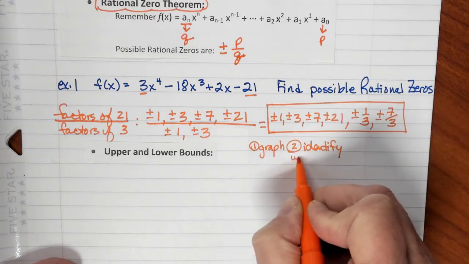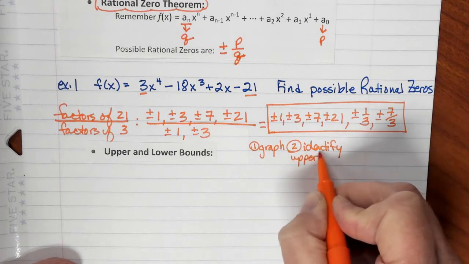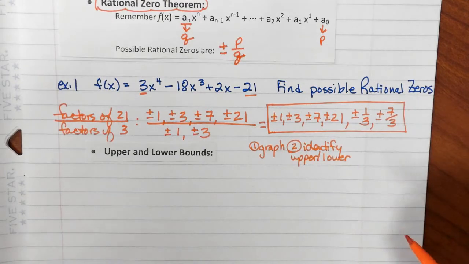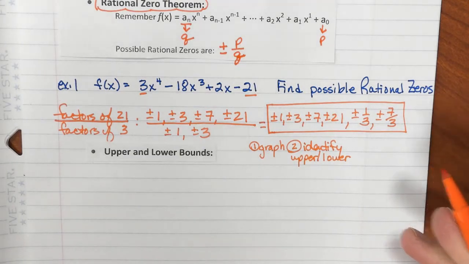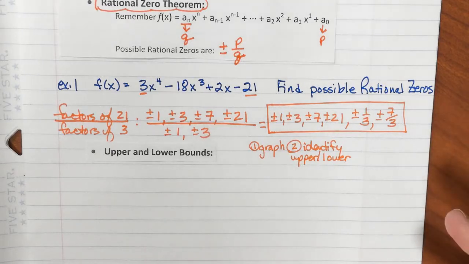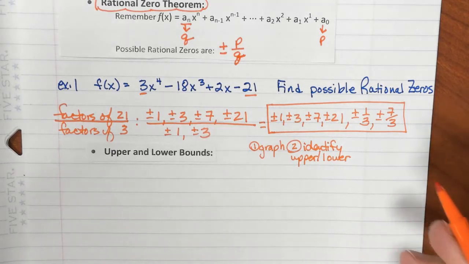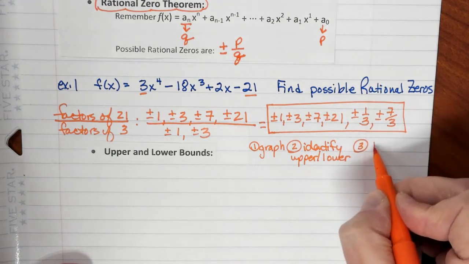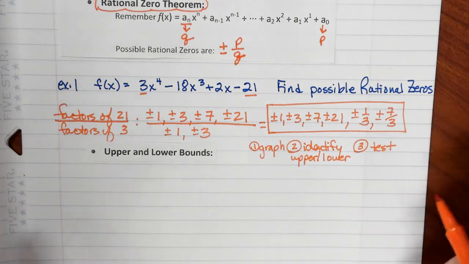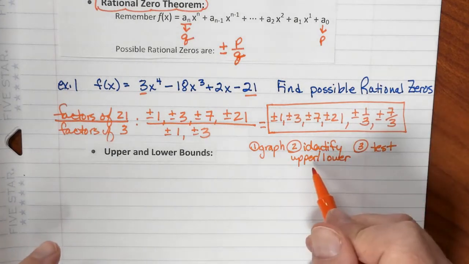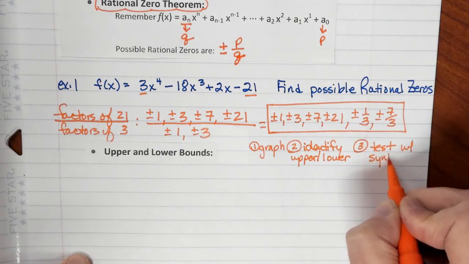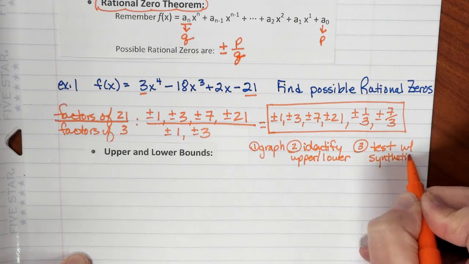the upper and the lower bound of the function. What's the lowest value it goes, what's the highest value it goes to, okay? Then the third thing you'll do is test that function at those bounds with synthetic division.